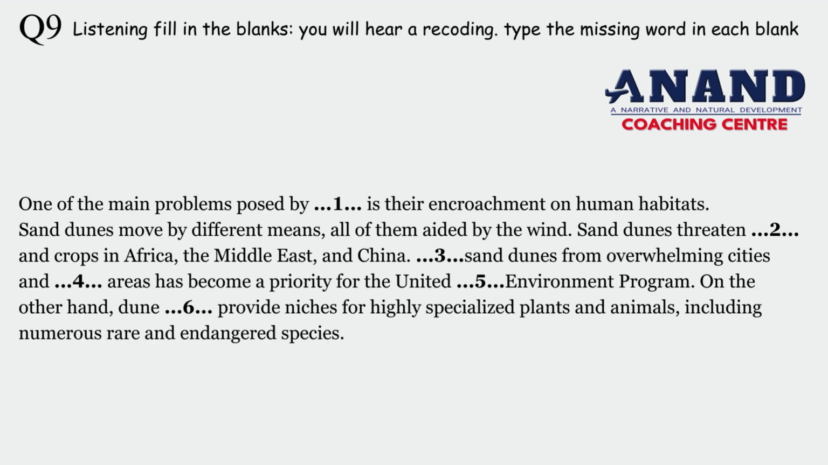One of the main problems posed by sand dunes is their encroachment on human habitats. Sand dunes move by different means, all of them aided by the wind. Sand dunes threaten buildings and crops in Africa, the Middle East, and China. Preventing sand dunes from overwhelming cities and agricultural areas has become a priority for the United Nations Environment Program. On the other hand, dune habitats provide niches for highly specialized plants and animals, including numerous rare and endangered species.